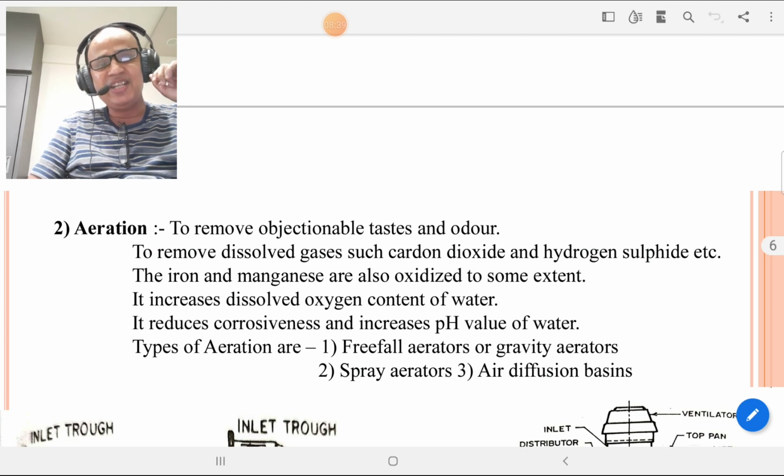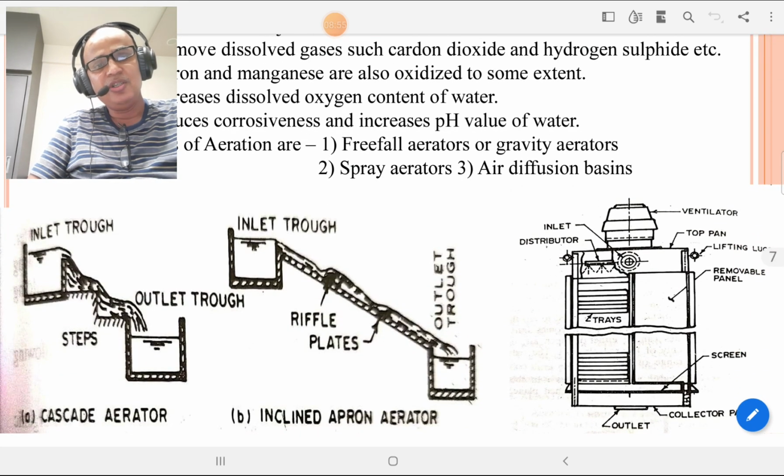The types of aeration are free fall aerators or gravity aerators. The name itself indicates it is free fall or gravity fall. Second are the spray aerators. There is a spray. And third is the air diffusion basins. These three types of aeration are used.